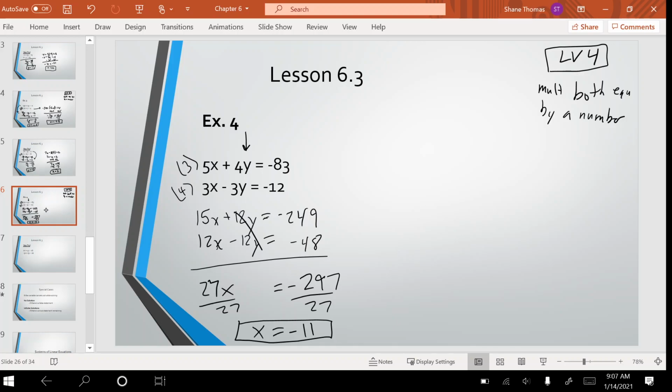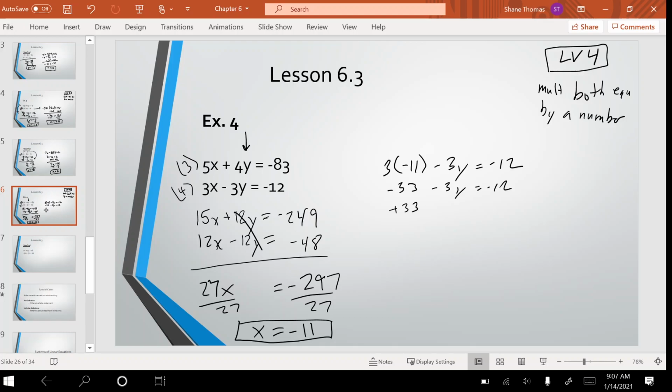Do you like top or bottom? I'll definitely like the bottom better in this case. So we go 3 times negative 11 minus 3y equals negative 12. What's 3 times negative 11? Negative 33. There we go. It's negative 33 minus 3y equals negative 12.